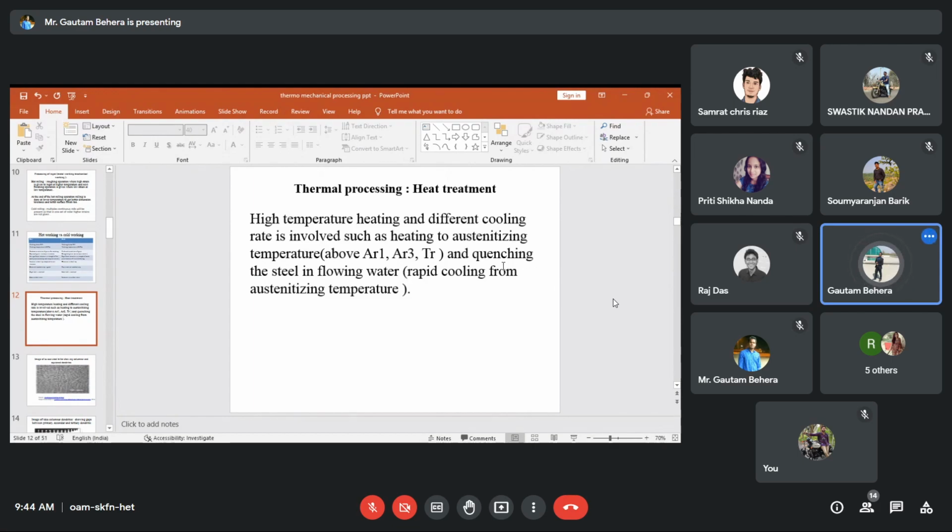Okay, anyways, then you understand. Quenching the steel in flowing water is rapid cooling from the austenitizing temperature. If you cool the steel at a very fast rate from the austenitizing temperature, then you will end up with a martensitic structure. So this is thermal processing. The conclusion is that you can modify the phases by doing thermal processing, and you can get desired properties.